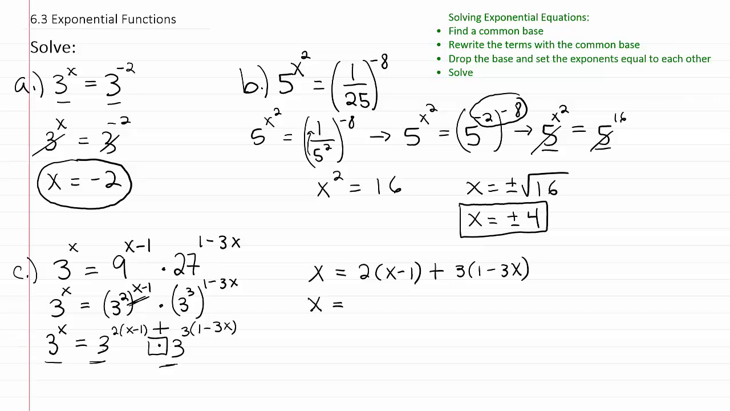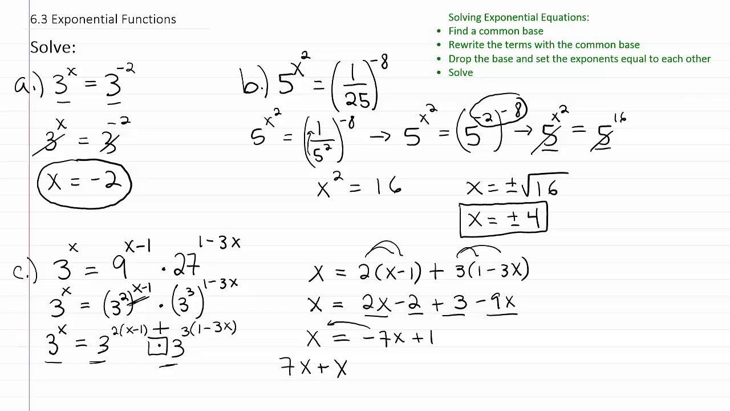x is equal to, if I distribute in my 2, I'll have 2x minus 2 plus 3 times 1, which is 3, minus 9x. And then from there I have like terms. 2x and negative 9x will give me that x is equal to negative 7x. And then negative 2 and 3 gives me plus 1. Now I want to solve, so I'm going to bring the 7x over to the other side. Call that positive 7x plus x is equal to 1. So finally we have 8x is equal to 1, or in other words, that x is equal to 1/8 if I divide both sides by 8. And so my answer for this one is x is 1/8.